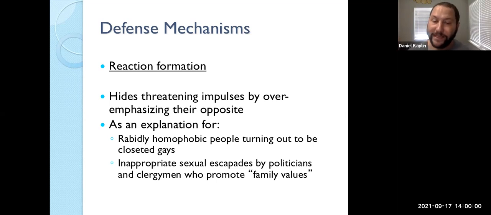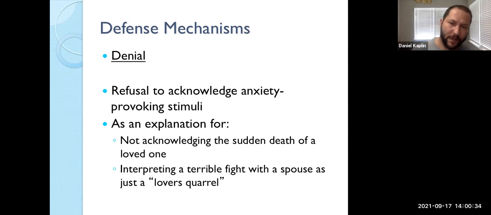So we see reaction formation as an explanation, as some people are rabidly homophobic, turn out to report themselves as gay males at a later point, or we see it with very religious individuals like clergymen who promote family values, who are secretly engaging in inappropriate sexual activities, right? So we tend to see this happening.